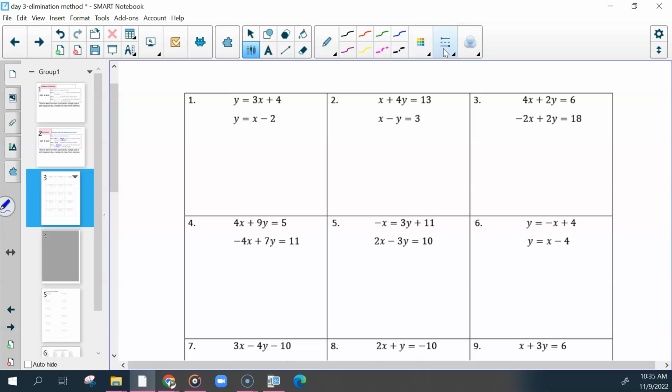Then we're looking for, of the 2 variables, x and y, on both equations, which ones have the same coefficient, so the number in front of the variable. Of these 2, which one has the same coefficient?